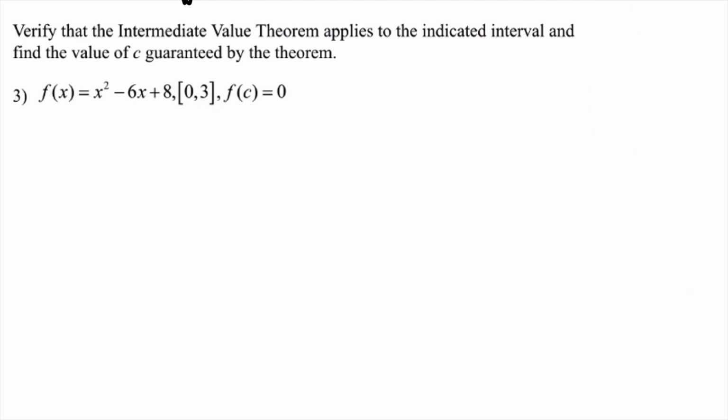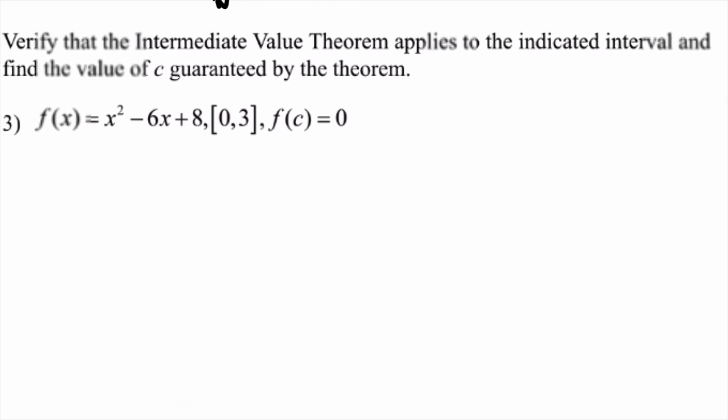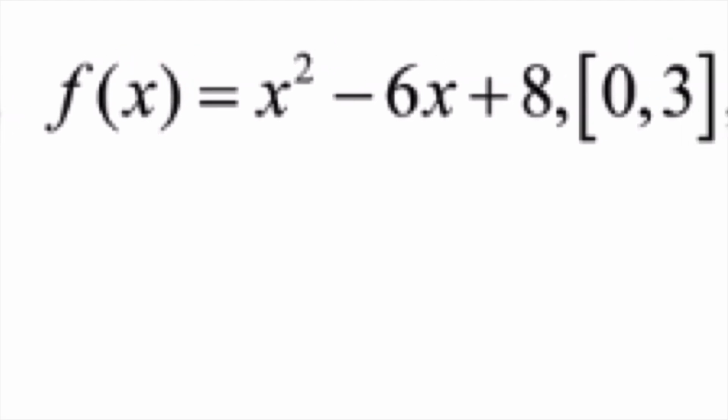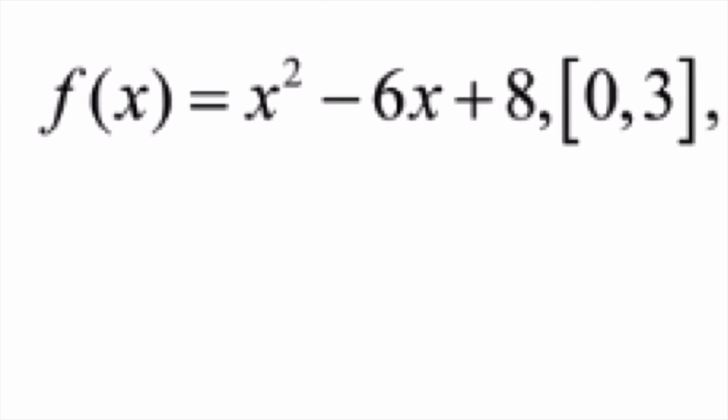It says verify that the intermediate value theorem applies to the indicated interval. We know what the intermediate value theorem is, okay? Using this interval, 0 to 3, inclusive, so from 0 to 3, and find the value of C guaranteed by the theorem. Okay. So let's start with this. What's f of x? What does f of x represent?